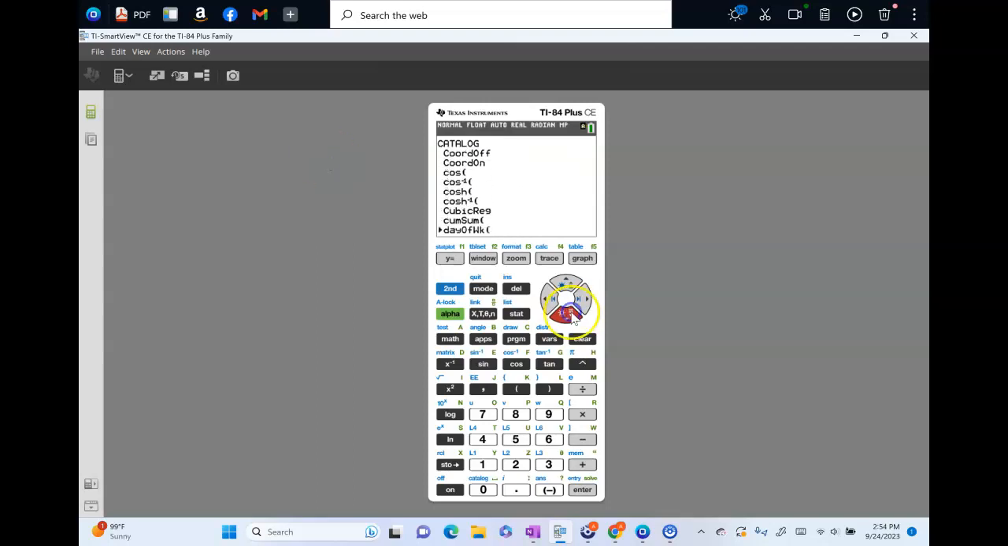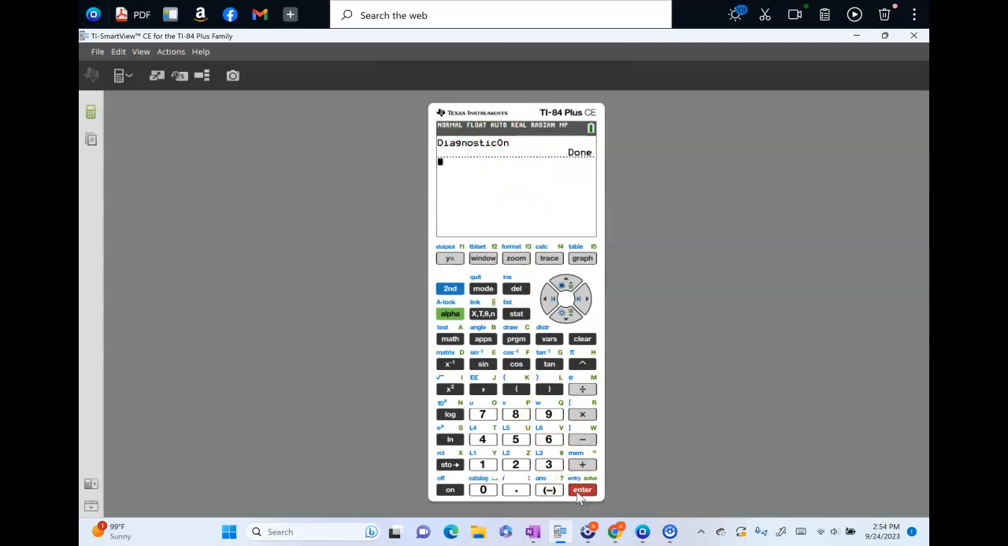So I'm almost there. There's a DiagnosticOff and there's a DiagnosticOn. So notice how it's on DiagnosticOn. I'm going to go ahead and push enter. And it says DiagnosticOn. You want to push enter one more time. It needs to say Done.